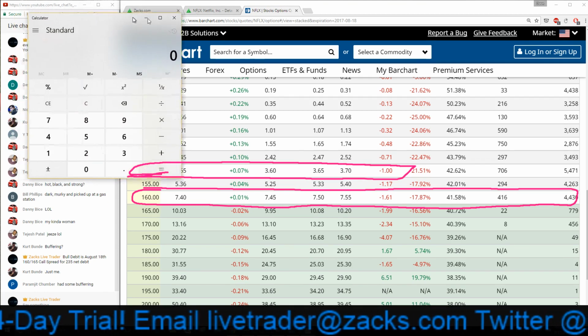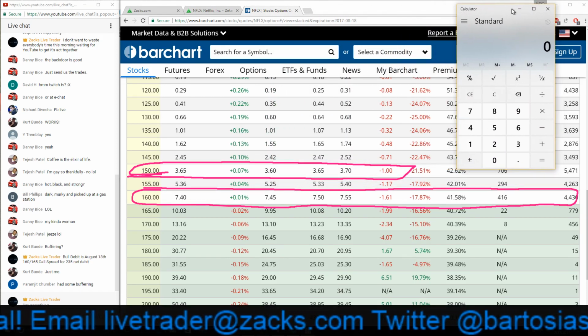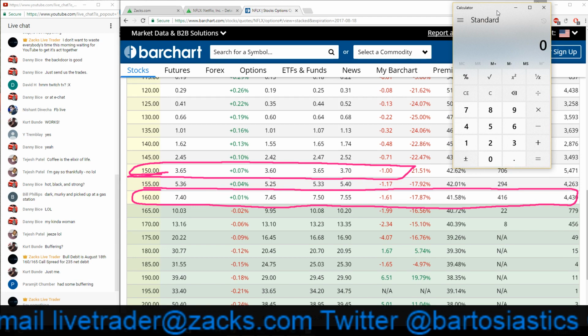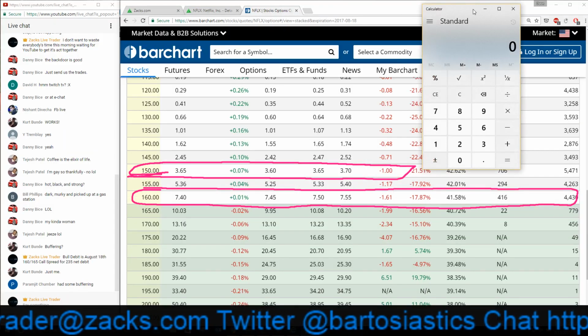Get this calculator over. The silly part about this new calculator they put in Windows is you've got to get it just right. If I click here, it won't move. I have to get over here for it to move. Oh, no, I have to get over here for it to move.